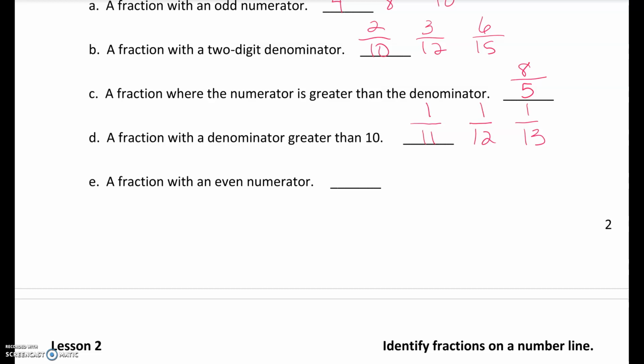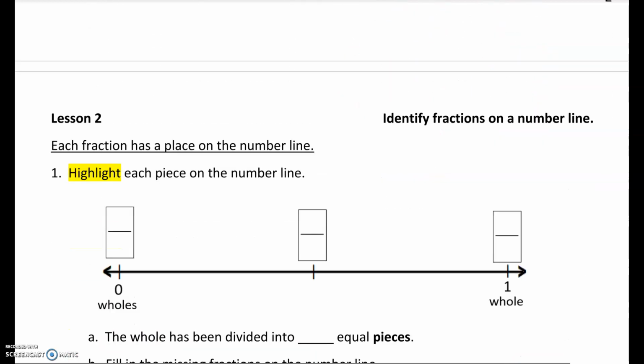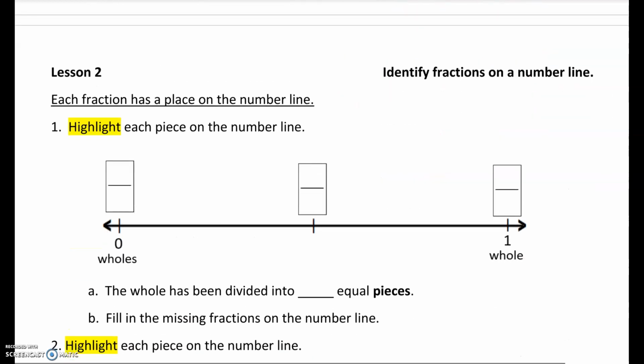A fraction with an even numerator. So your numerator is the top number, and it needs to be even, 2, 4, 6, and so on. Remember, though, to be a fraction, it has to have a denominator. And right now, we're not focusing on anything in particular, so we'll just use 5. Okay, so lesson number 2.